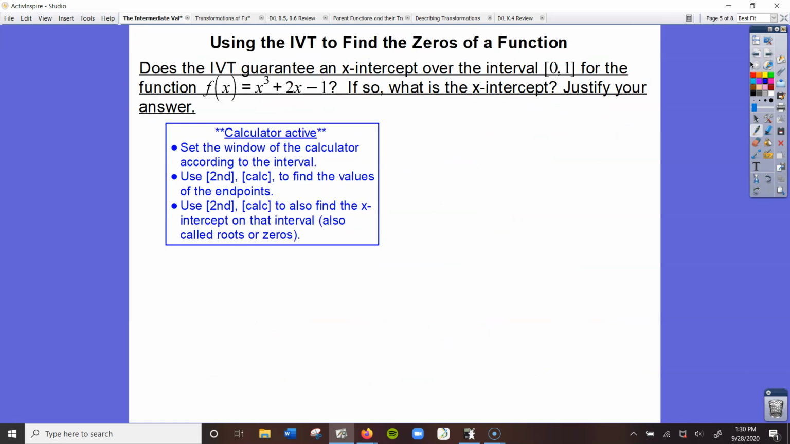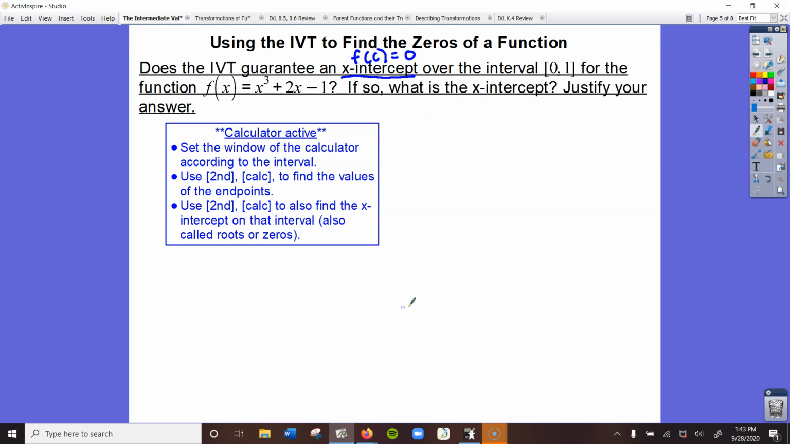Let's look at another example. So this example reads, does the IVT guarantee an x-intercept over the interval 0 to 1 for the function f of x is equal to x cubed plus 2x minus 1? And if so, what is the x-intercept? Justify your answer. So remember, an x-intercept is when the y value is equal to 0. So in this particular case, f of c is equal to 0. So that's what we need to know in order to continue this question.